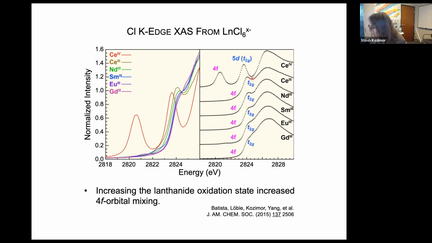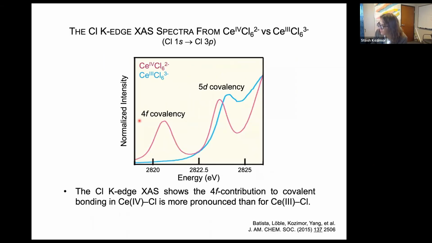Look what happens when you oxidize the cerium from 3 to 4. This gets huge. Here's another representation of that. Here's that little 4F business for the +3s. Look at how big that is. Covalency in lanthanides, that's unusual. Here's a cleaner representation where I'm just comparing the cerium 4 hexachloride with the cerium 3 hexachloride. You see there's absolutely nothing down here for the 4Fs, and here's the 5Ds.